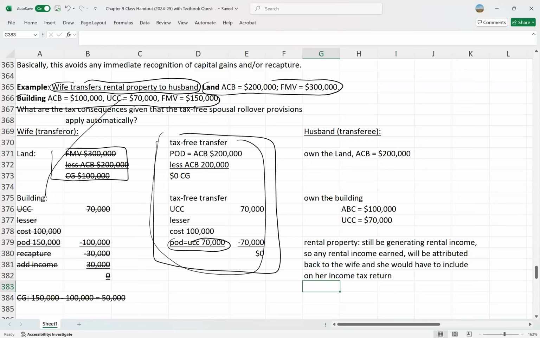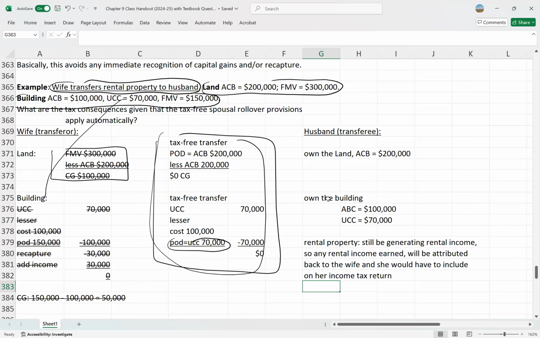If they did not do this tax-free transfer and they did everything at fair market value and she had to include all the capital gain and recapture, then the husband would report the rental income. But because they did everything using this tax-free transfer, all the rental income still will be reported by her, even though this is under his name.